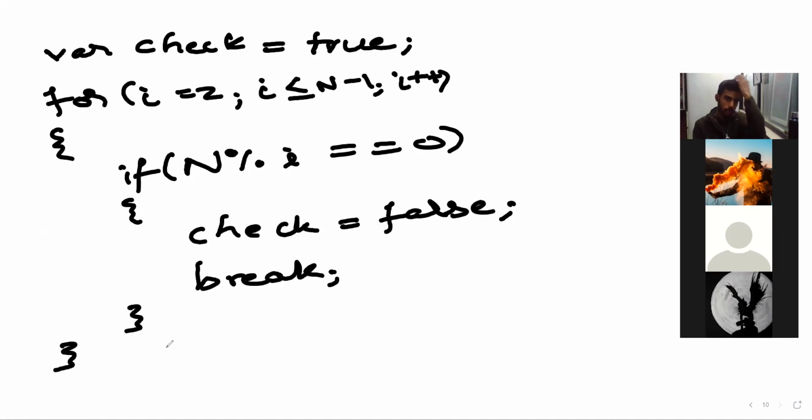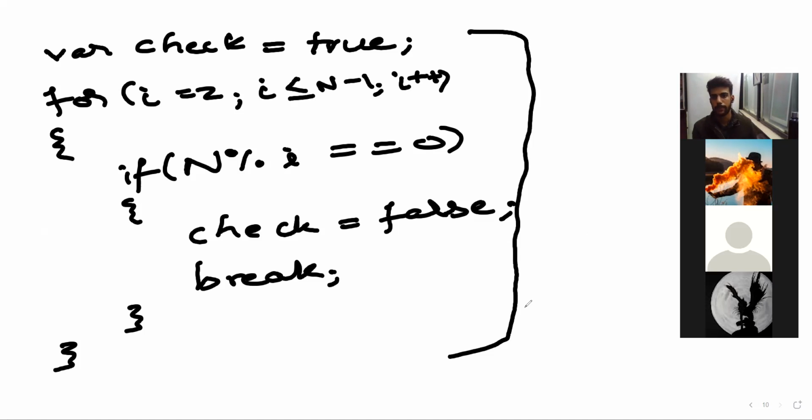After this code runs, wherever we are trying to call it, we can check whether this check variable is true or false, and based on that, we can tell whether the number is prime or not. So I think if this is clear to you guys, we can move on. Is this approach clear to everyone? Yeah.